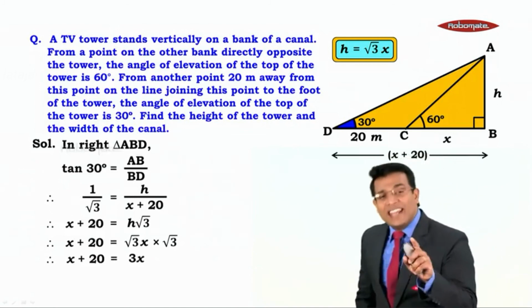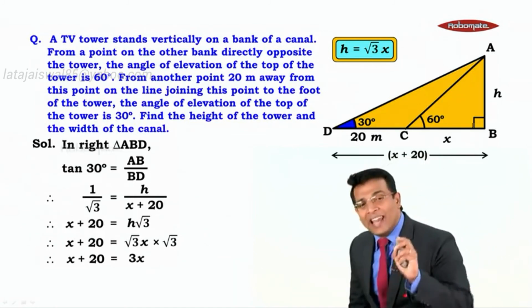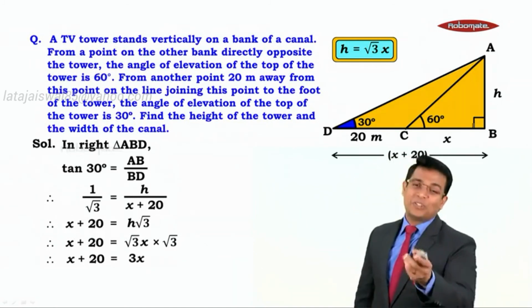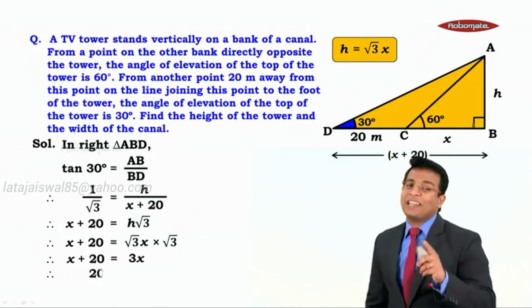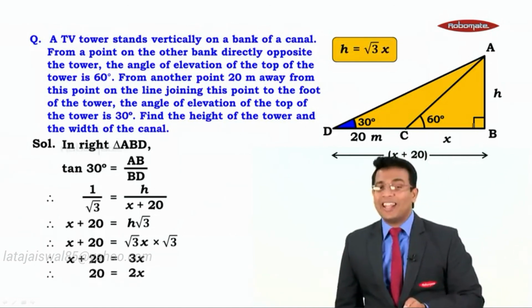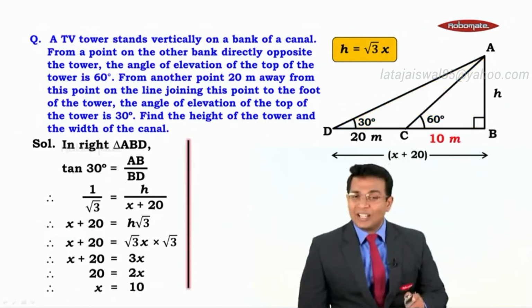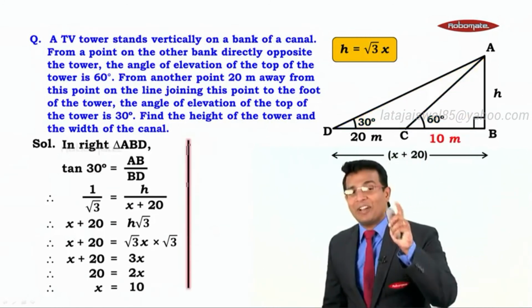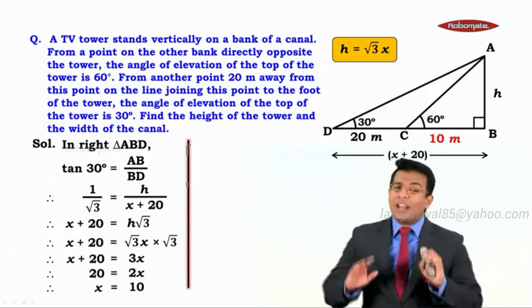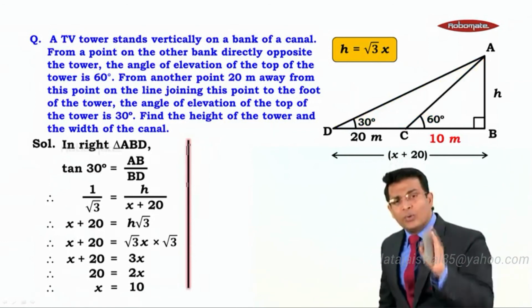So now you have an equation involving variable x. So we can find the value of x, solve it further. So we get 3x minus x, that is 2x, is equal to 20. Hence we get the value of x as 10. You know what is x? X is nothing but 10. That means we got the width of the canal, right? One question is done. Just we now need to get the height of the tower.